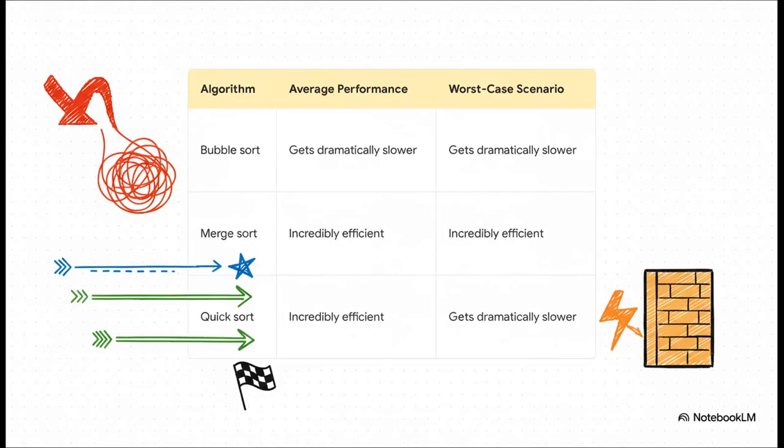And this table just lays it all out for us. It compares how different algorithms perform as the list of numbers gets bigger and bigger. So look at bubble sort. As the job gets larger, its performance just tanks. It gets dramatically slower. But merge sort, it stays incredibly efficient, both on average and even in the worst-case scenario. The table even shows another one, quick sort, which is usually great, but can fall apart in some situations. The big takeaway here is that not all algorithms are created equal, not by a long shot.